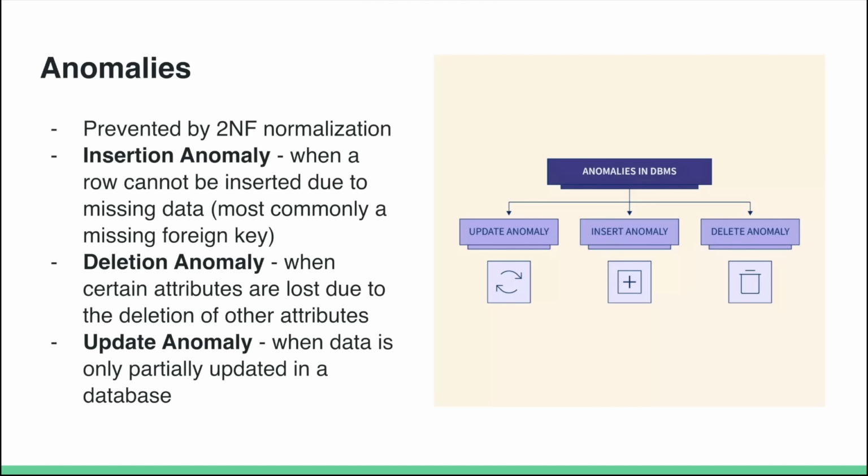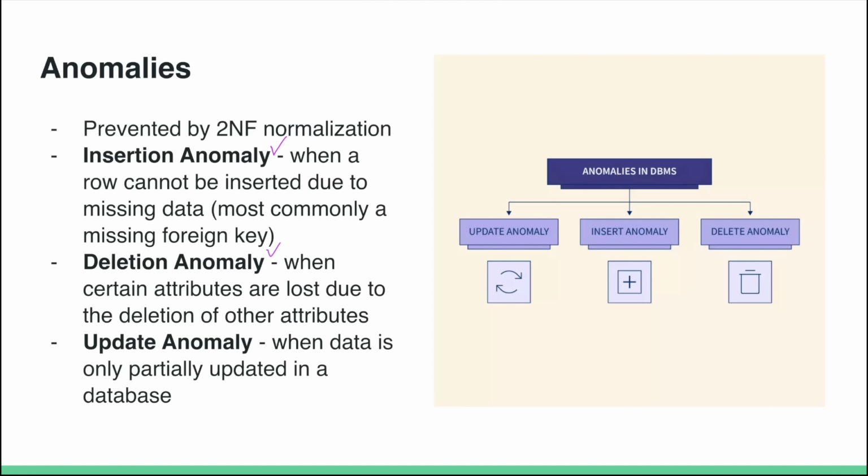This is when a row can't be inserted due to a missing foreign key. So you've got all the data, but you don't have the data for a foreign key that connects it to another table, and so you just can't insert that data. The second is the deletion anomaly. This is when you want to delete one attribute, or one row, but all of the attributes for a specific entity are lost when you do that. And the third is the update anomaly, when data is only partially updated in a database.